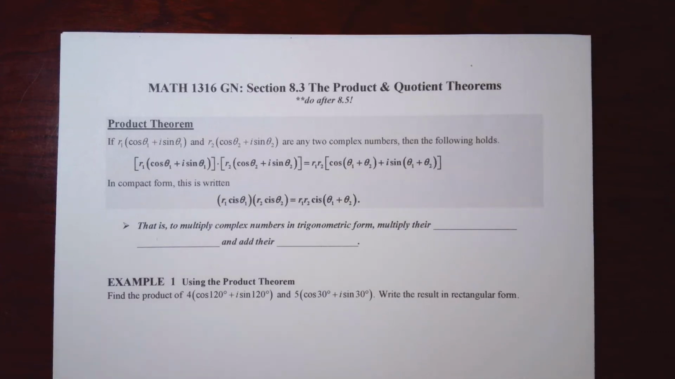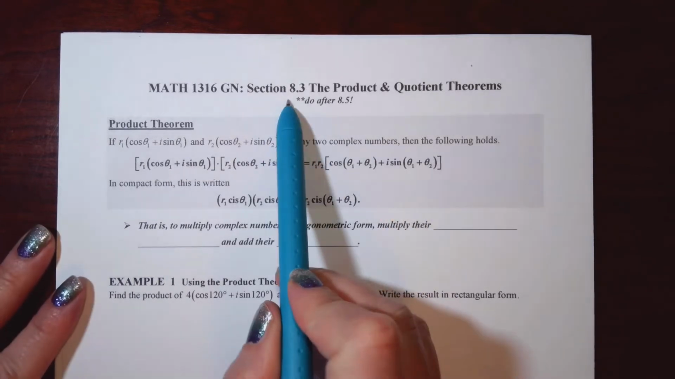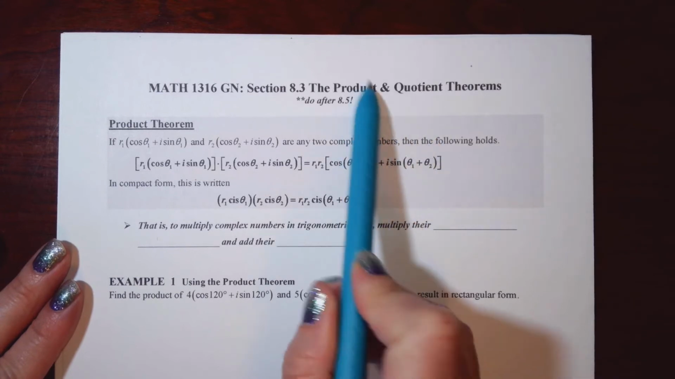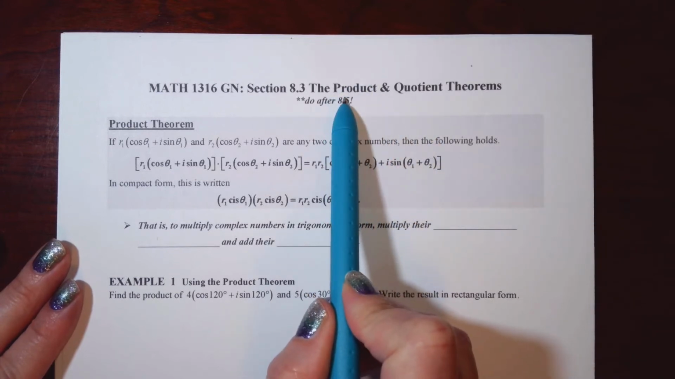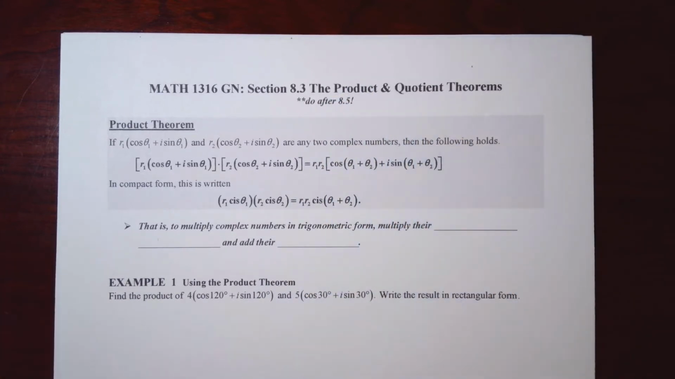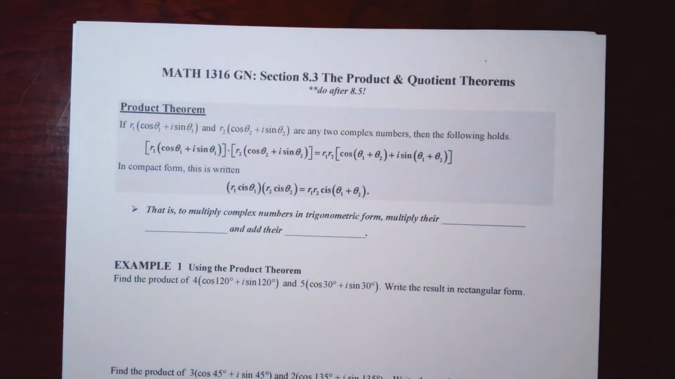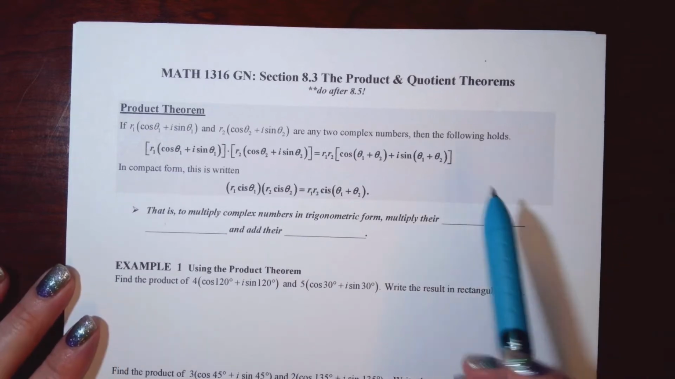To continue our out of order journey through chapter 8, we are going to pick up in 8.3, looking at the product and quotient theorems. Now, product is our answer to a multiplication problem. Quotient is our answer to a division problem. So with these product and quotient theorems, we are learning how to multiply and divide any two complex numbers.